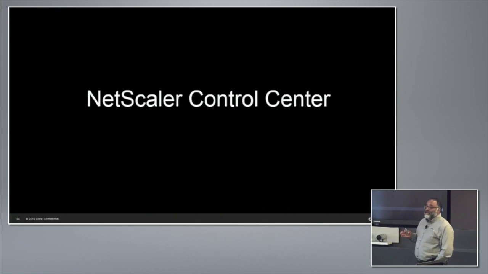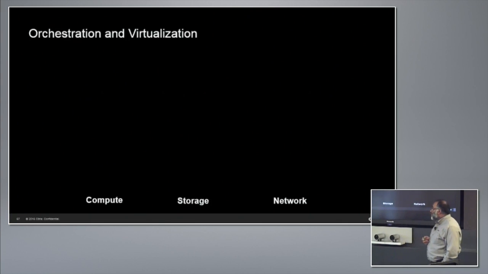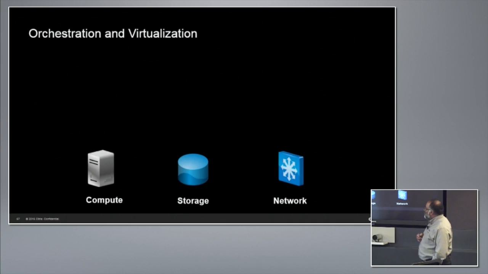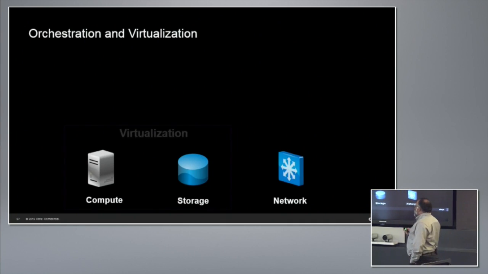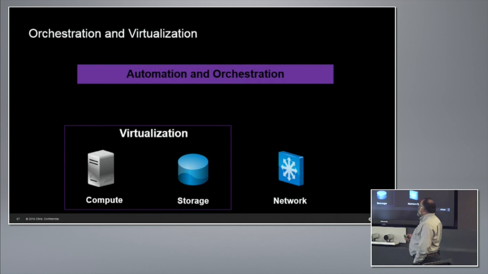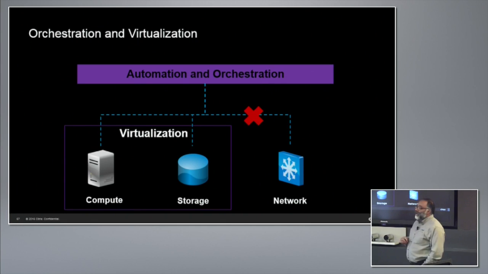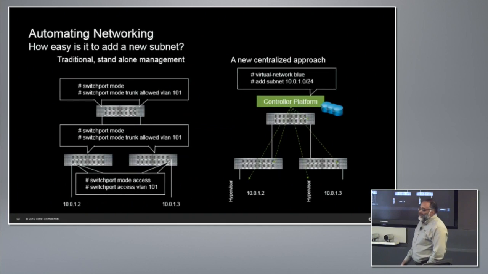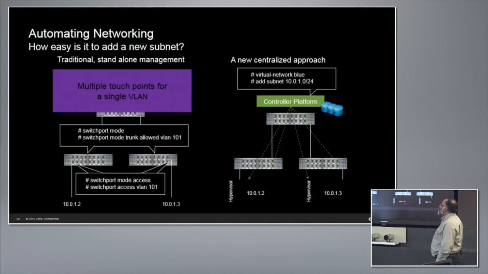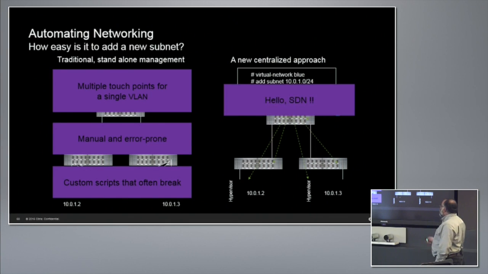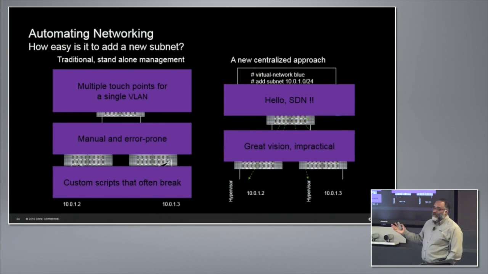So now I'm going to talk about a couple other aspects of management. Control Center. So again, speaking about orchestration and virtualization, you look at what's happening with virtualization on the compute and storage side and automation and orchestration there. Obviously, the network isn't there yet. So how easy is it to add a subnet right now? Currently, everyone knows it's a major pain. You have to hit multiple devices. You run into problems, and the whole thing about SDN isn't quite there yet.